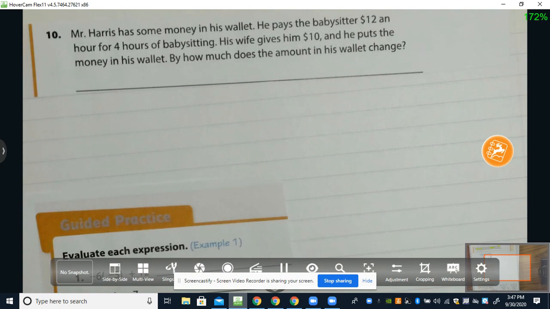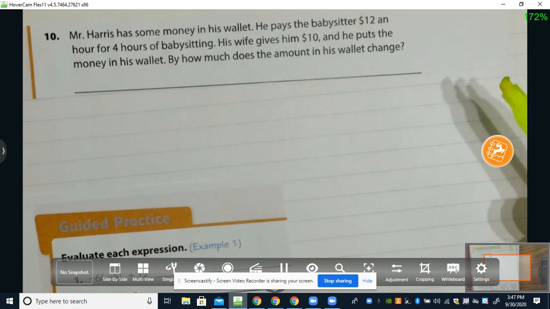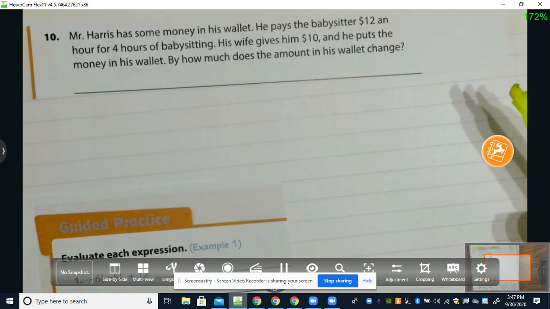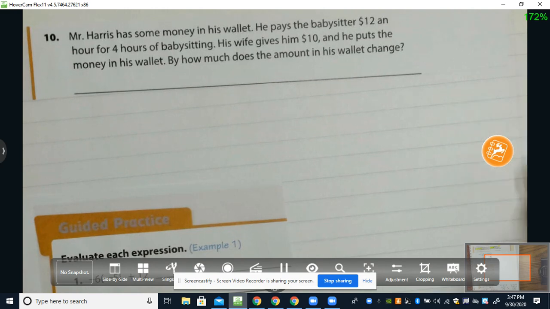Mr. Harris has some money in his wallet. He pays a babysitter $12 an hour for 4 hours of babysitting. His wife gives him $10, and he puts the money in his wallet. By how much does the amount in his wallet change?